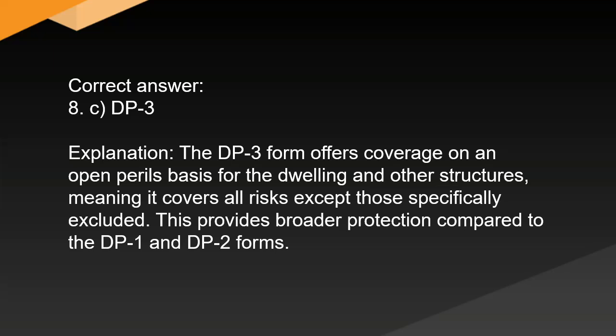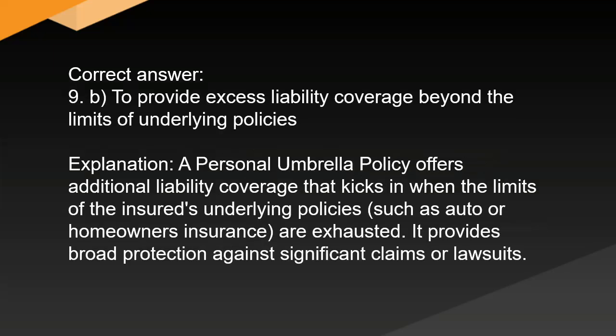Explanation. The DPIT 3 form offers coverage on an open perils basis for the dwelling and other structures, meaning it covers all risks except those specifically excluded. This provides broader protection compared to the DPIT 1 and DPIT 2 forms.